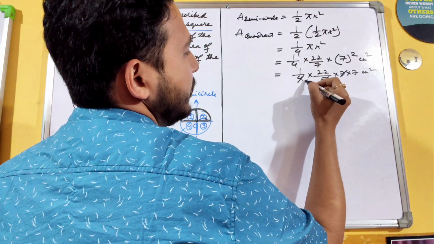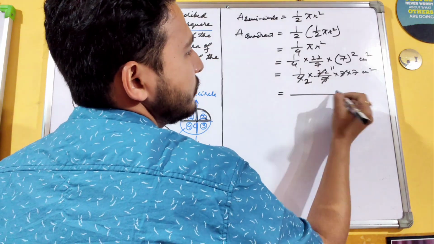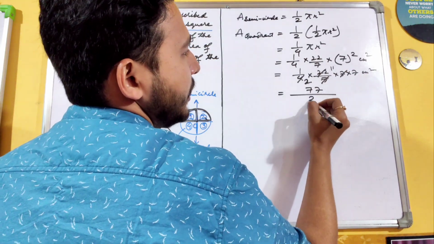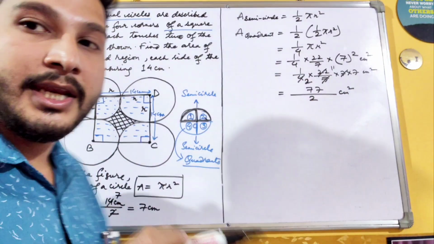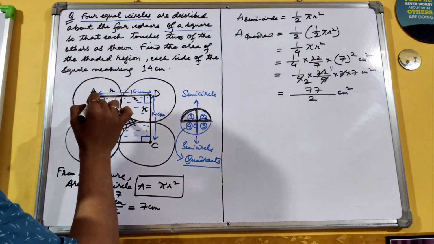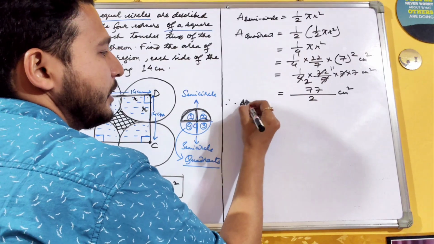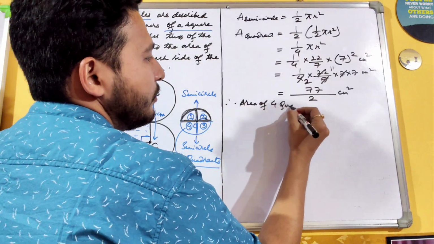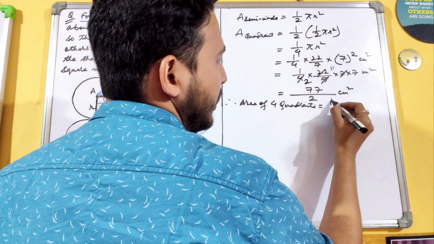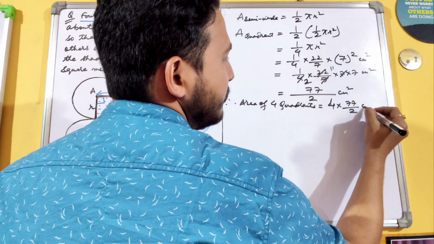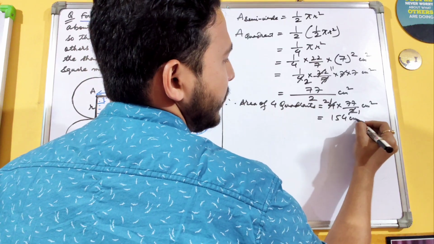7 cut, 2 11. Just find the answer in fraction. We can later put in and find the value. So 77 by 2 centimeter square. Now, if this is the area of a quadrant, then what would be the area of 4 quadrants? Because there are 4 circles, of course there would be 4 quadrants. Therefore, the area of 4 quadrants is 4 times the area of 1 quadrant. So 4 into 77 by 2 is 154 square centimeter.